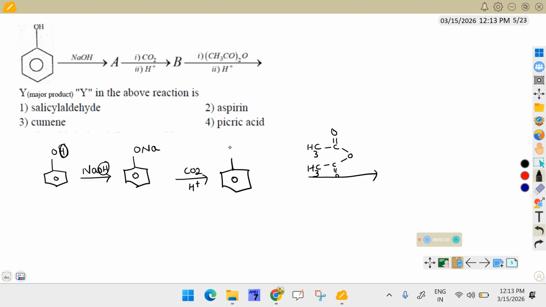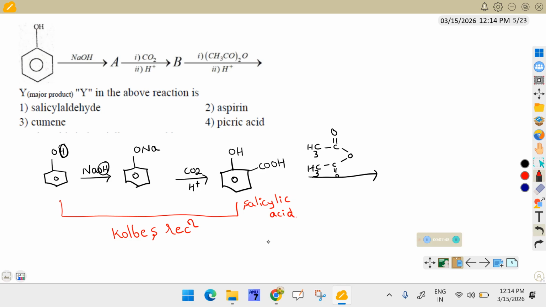It gives salicylic acid, OH, COOH. This reaction is called the Kolbe reaction. Now, salicylic acid reacts with the acid anhydride. The process is called the esterification process, where the alcohol group reacts with acid anhydride, then it gives ester.